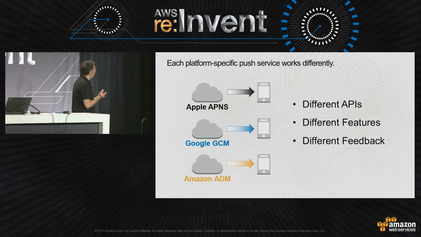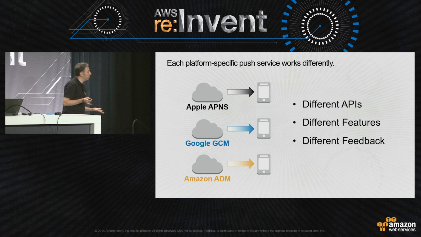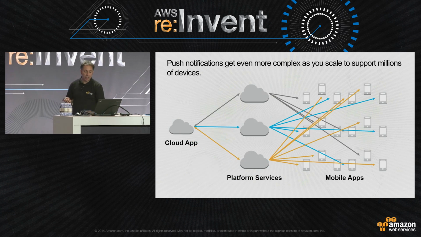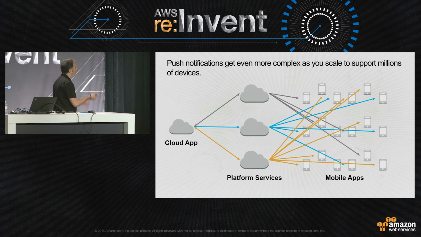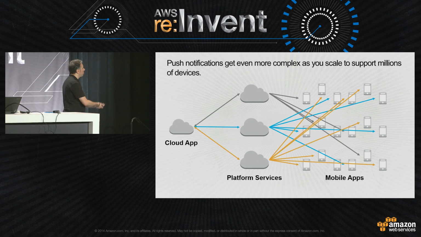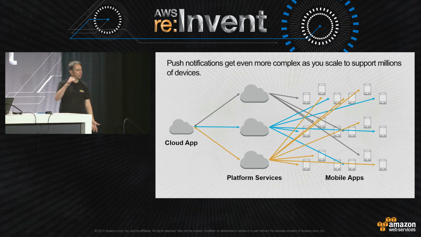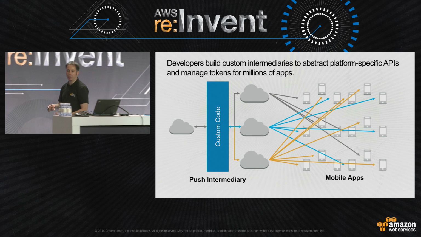And you have different APIs, because of course Apple, Google, and Amazon, they have different ways to interact, different features, and different ways of managing the feedback that they send you on the users that they manage. So at the end, you will end up with something like this. You have your cloud application that wants to send messages. They have to speak to different platforms. Each platform will speak with a subset of your users.